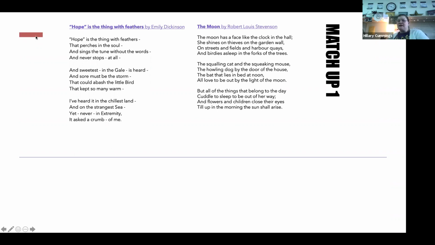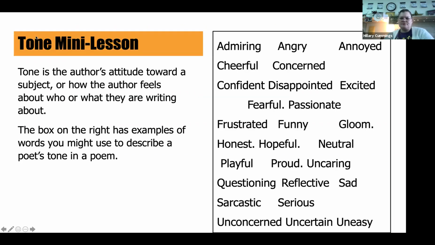So the tone here, let's look at it a little bit. It's a little bit more playful, right? It's a little bit more carefree. Hope is a Thing with Feathers has a completely different tone than The Moon. So what I want you to do is vote. And then based on the one that you vote for, I want you to tell me what tone stuck out to you. What do you think the author's attitude is in Emily Dickinson's poem about hope? And what do you think the author's attitude is about the moon? Go ahead and pause this video and vote. Here are our tone words if you need them.